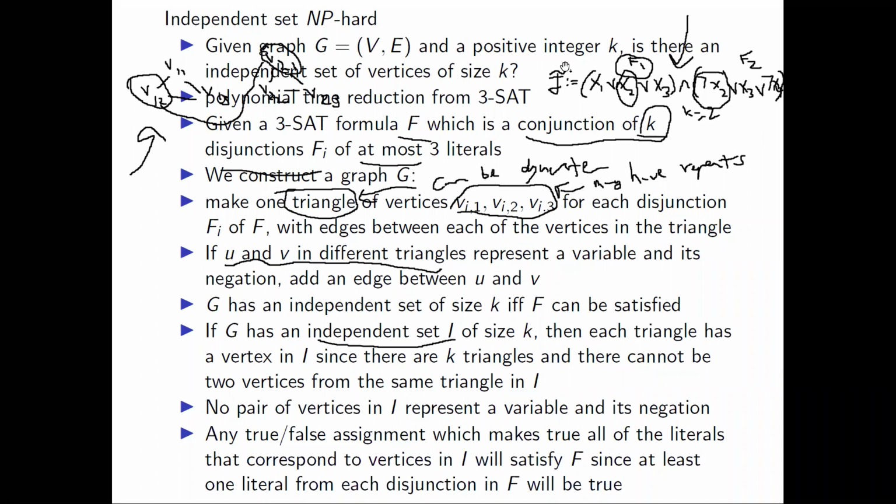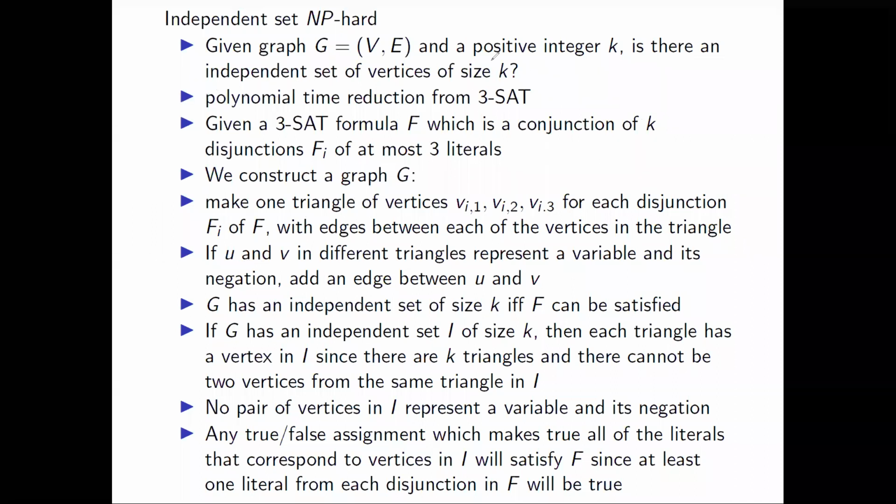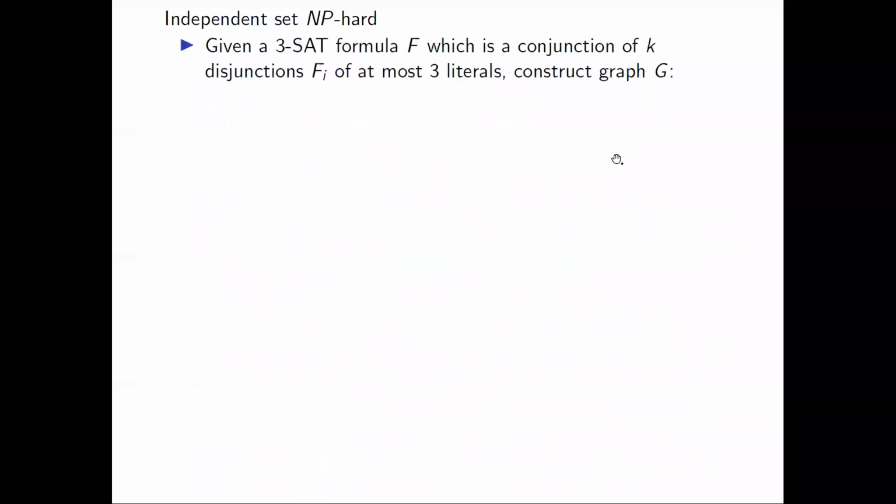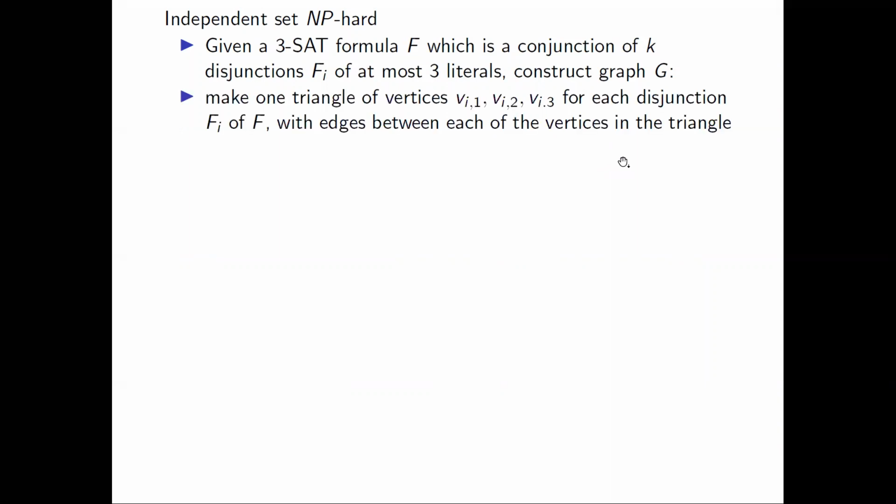So now let's look at the other side of it. Why can we say that if F can be satisfied, then G has an independent set of size k? Again, we construct our graph G, we make the triangles, we put edges between the vertices and the triangles. The triangles, again, they may be degenerate. So we might have triangles which are actually K2s or K1s. This is fine.